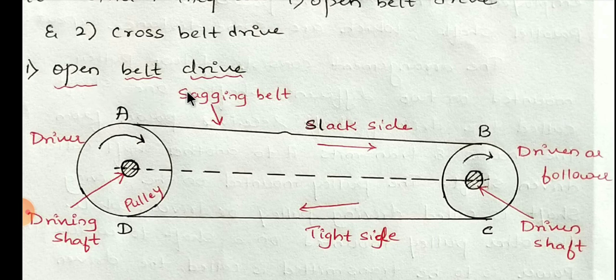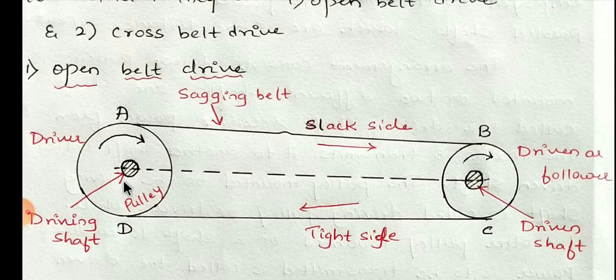Open belt drives. Open belt drives are used to connect two shafts that are parallel to each other and are rotating in the same direction. You can see that both the shafts are rotating in the same direction. Then you can go for open belt drives. Once again, I will repeat it. Open belt drives are used to connect two shafts that are parallel to each other and are rotating in the same direction.